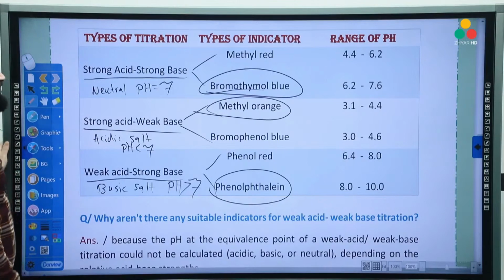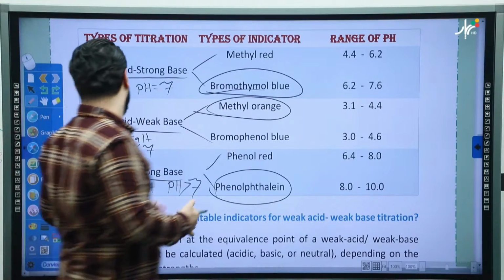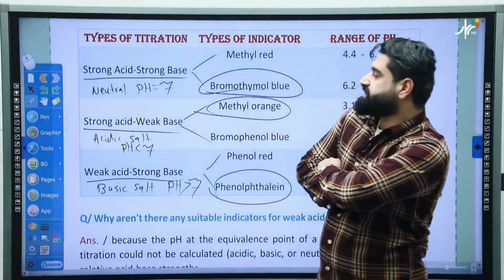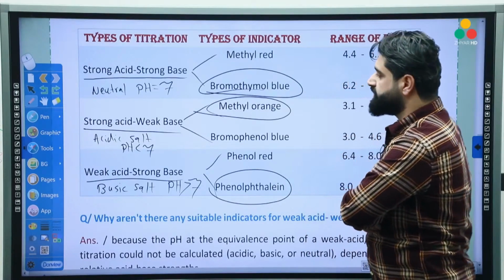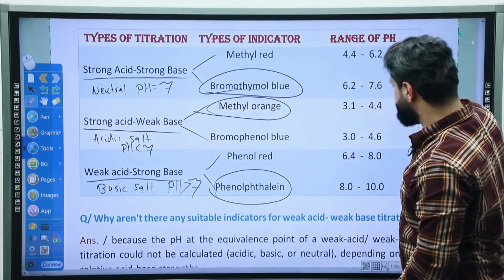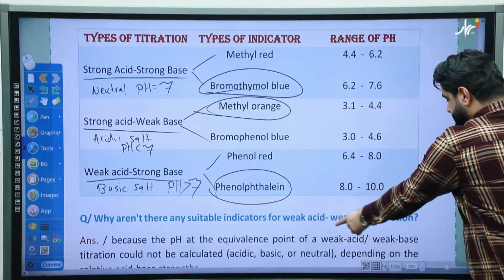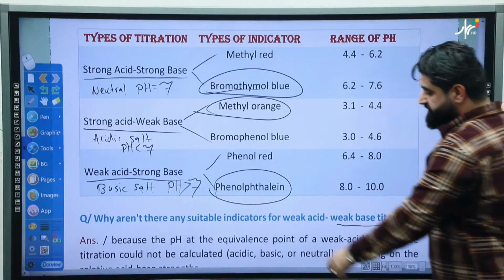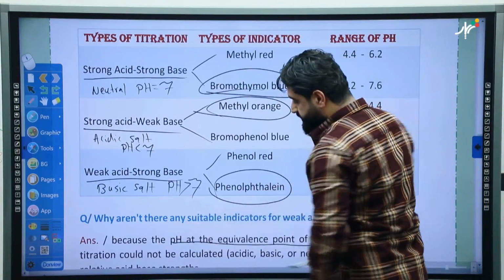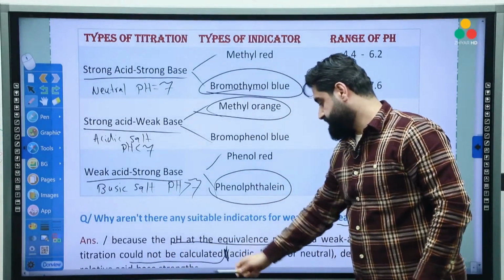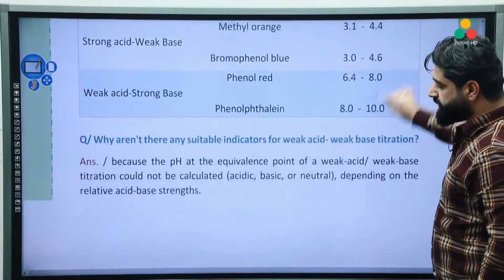But maybe you noted that there is no titration between a weak acid and a weak base. Remember? We don't have weak acid and weak base titration because, as I told you, the pH is undetectable for that kind of titration, so we don't have any indicator. Why isn't there any suitable indicator for a weak acid and weak base titration? Because the pH at the equivalence point of a weak acid and weak base could not be calculated. That's all. The pH value cannot be calculated if both of them are weak.